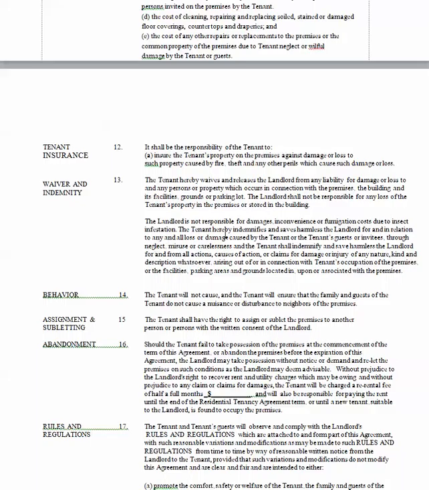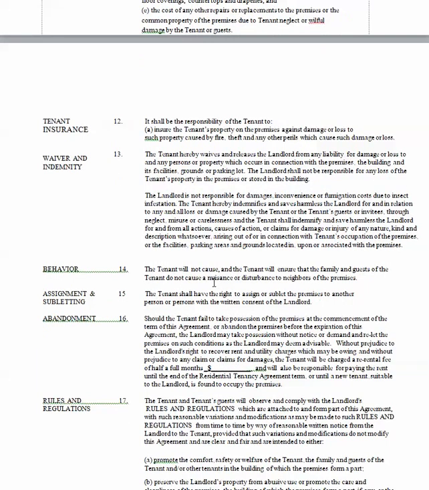The tenant hereby indemnifies and saves harmless the landlord from any and all loss or damage caused by the tenants or guests or invitees through neglect, misuse, or carelessness of the tenant. And the tenant shall indemnify and save harmless the landlord from all causes of action or claims of damage, injury, or any other nature, kind, or description whatsoever arising out of or in connection with the tenant's occupancy of the premises or the facilities, parking areas, and the grounds located in, upon, or associated with the premises.